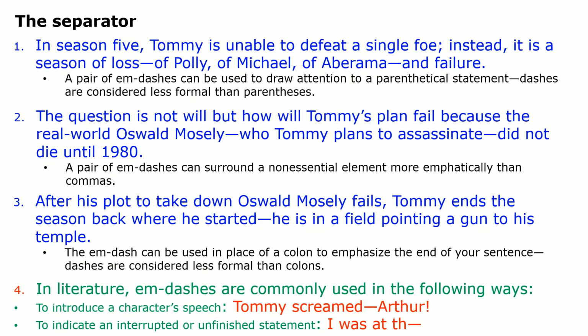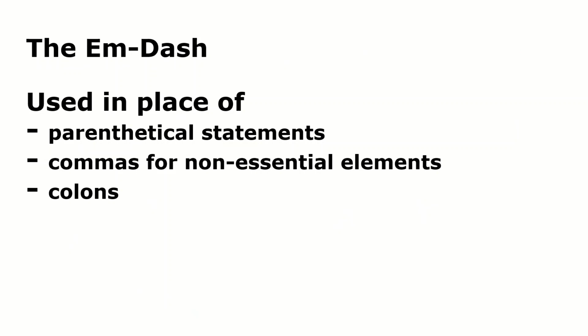So there you have it. M dashes can be used in place of parenthetical statements, commas that surround non-essential elements in a sentence, or colons to add emphasis to a final word, phrase, or clause. The M dash is more emphatic and less formal than the alternatives. It is often encountered in literature, and its use is a matter of style and of considering your reader's experience of your text.